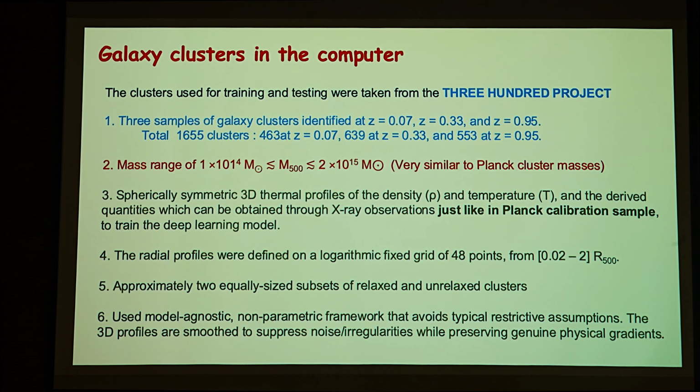I always spend most of my time on this, so I'll go very quickly. We looked at clusters in the 300 project. Yesterday there was a talk which showed that the 300 project has a large number of clusters. Of course, its baryonic resolution is low, but you don't need too much baryonic resolution because you don't care about the center of the clusters. Okay? And we identified 3 samples of galaxy clusters at 3 redshifts. We have a total of 1,655 clusters, and the masses of these clusters are very similar to the Planck masses.